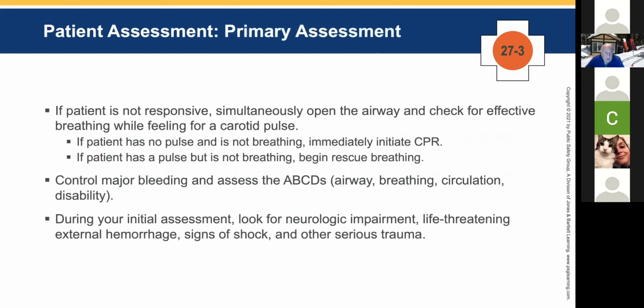Typically what they say on this is the patient is not responsive, open the airway, no pulse, immediately initiate CPR. This is the kind of thing that everything we do is pretty much the same. Check for breathing. If not, CPR, do the ABCDs, airway, breathing, circulation, disability. And during your initial assessment, look for neurological impairment, life-threatening external hemorrhage, signs of shock, or other serious trauma.